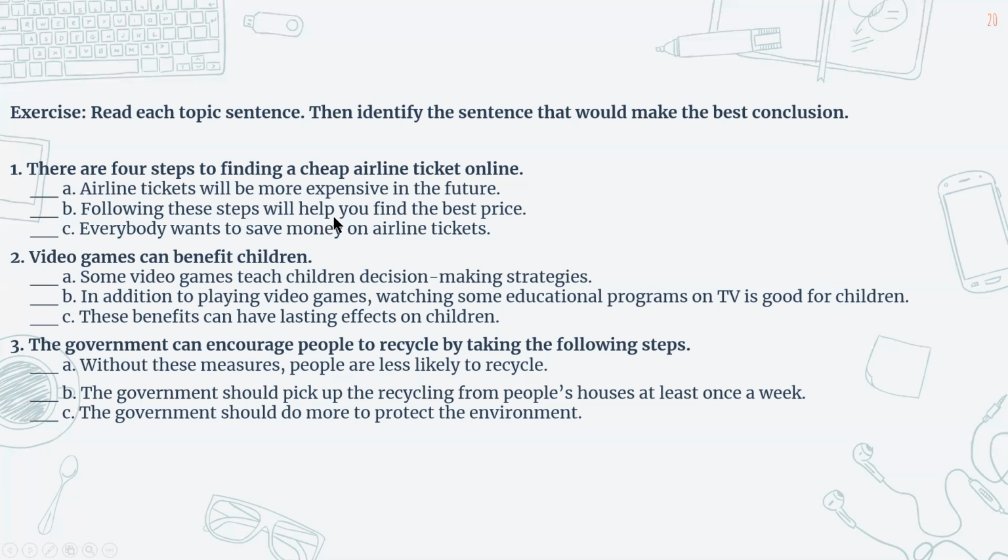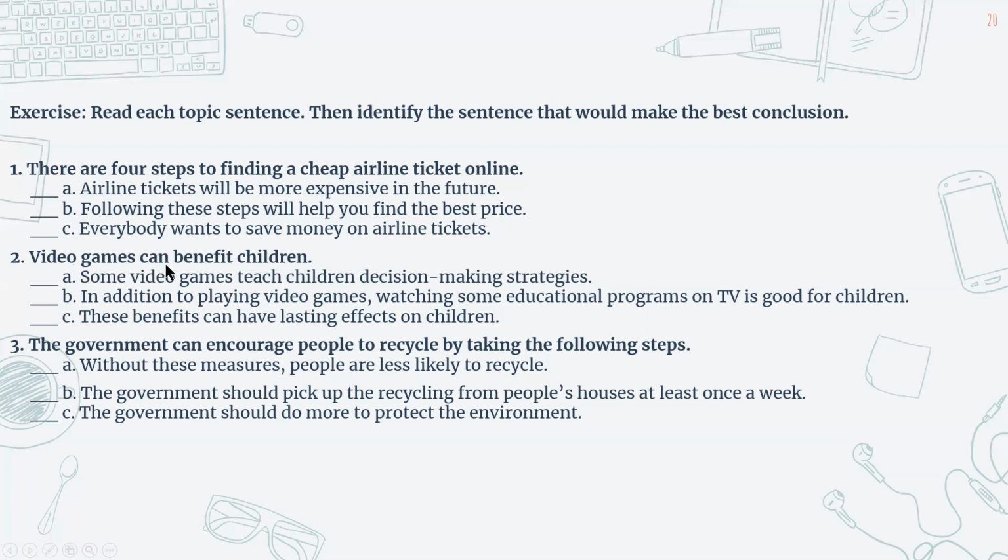Following these steps will help you find the best price. Everybody wants to save money on airline tickets. Okay, I will say it's B, not C. C is very general. Everybody wants to save money on airline tickets. This has nothing to do with the topic sentence. I'm talking about 4 steps that you can use to find a cheap airline ticket. So it's gonna be B. Following these steps will help you find the best price.